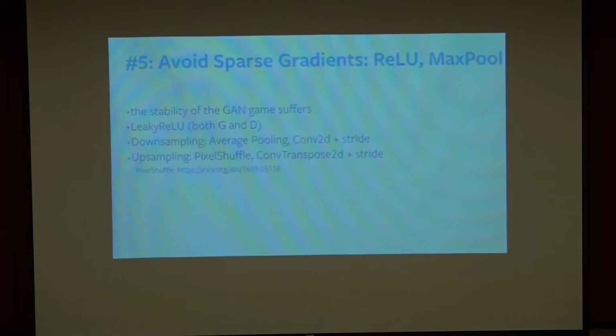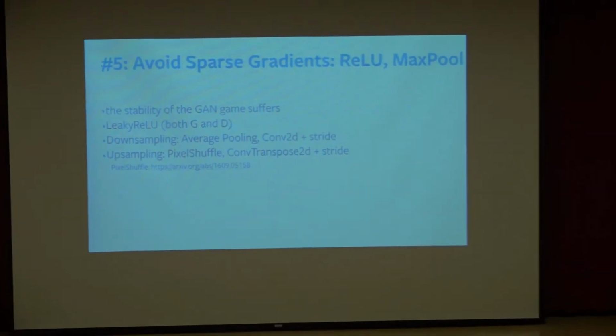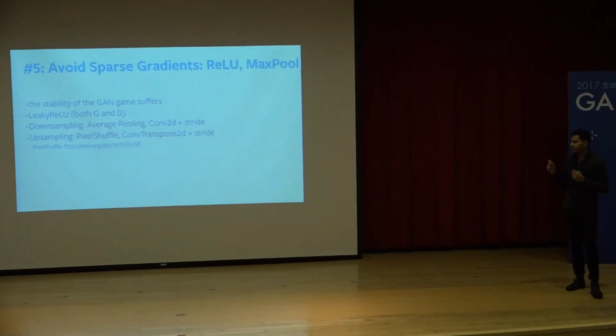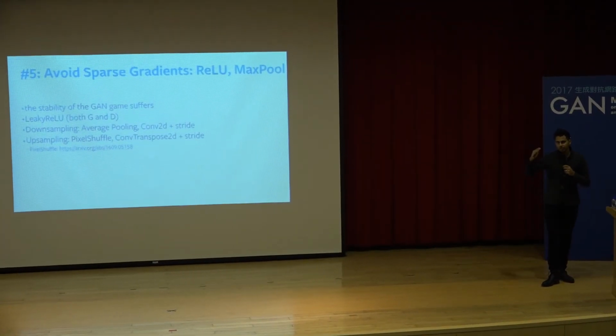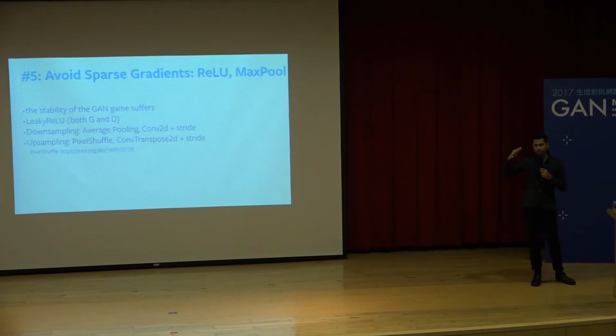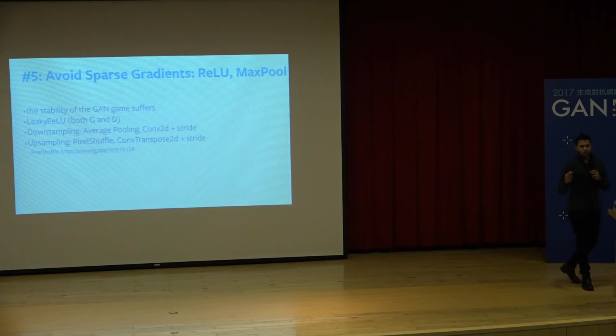The fifth is avoid sparse gradients. So if you look at standard neural networks that are commonly used, people use ReLU and people use max pooling a lot. If you use ReLU, then every output that is below 0 has a 0 gradient. And so if you look at your gradient distribution, most of your gradients are 0. That is what I mean by sparse gradients.